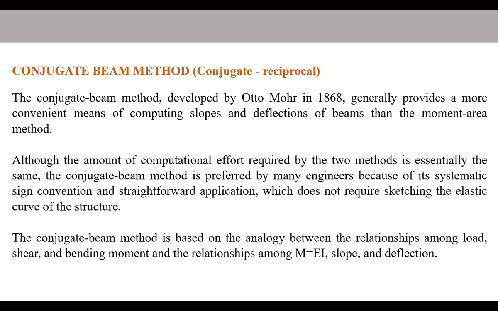This is just practicing our brain to adapt. One of these methods is called the conjugate beam method. Conjugate means reciprocal. So we have a beam and we'll have a reciprocal of the beam in a different system, and we will see how to use this to derive deflection and slope. The conjugate beam method, developed by Otto Mohr in 1868, generally provides a more convenient means of computing slopes and deflections of beams than the moment area method.